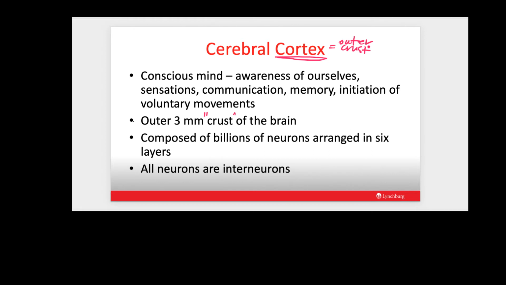It is composed of billions of neurons arranged in 6 layers, and all neurons that you see in the cerebral cortex are considered to be interneurons, meaning that they basically connect one neuron to another, acting as an interneuron. So in this case, this neuron here would be the interneuron connecting these 2 neurons. Okay, so most of these form connections with other neurons.